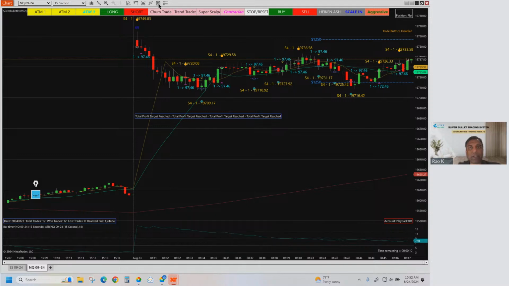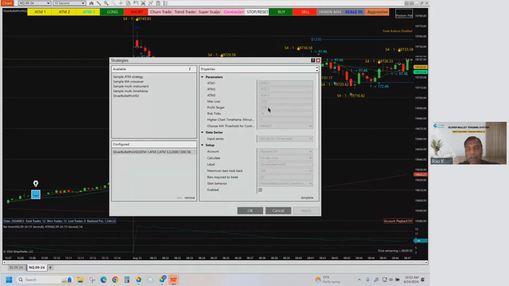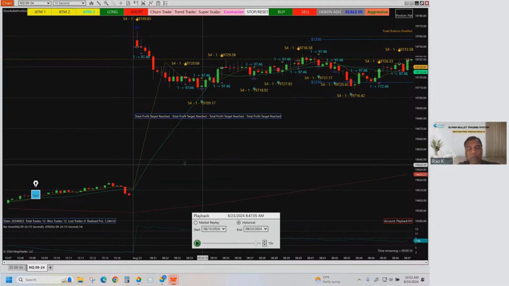Here, if I had to show you, the profit target was $1,200, which is what I had set in the beginning of the session. And here, once the $1,200 was reached, we see a message that total profit target reached, and then trade buttons disabled. Here you see trade buttons disabled. So now it will not take any more trades. Even though buttons are on, it won't take any more trades. So this is how the software works.